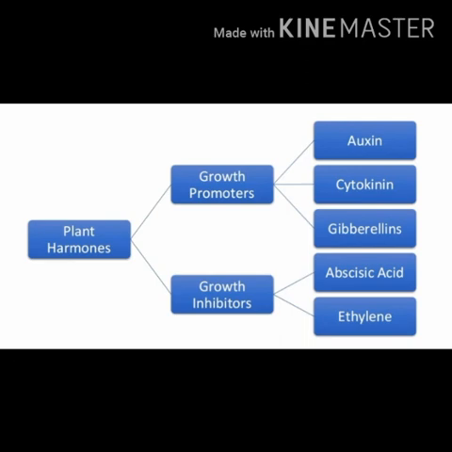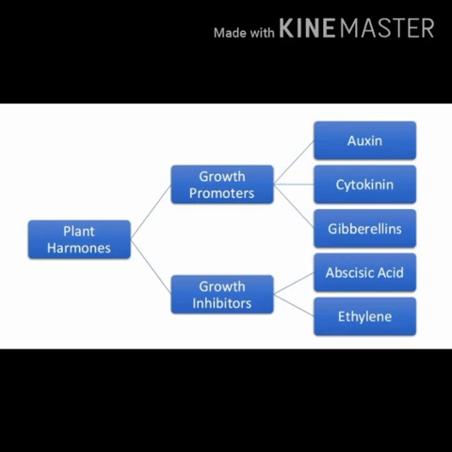Here is the overview of plant hormones. Plant hormones are also known as phytohormones. These phytohormones are separated into two categories. They are the growth promoters and growth inhibitors. The growth promoters are auxin, cytokinin, gibberellins. The growth inhibitors are abscisic acid and ethylene.